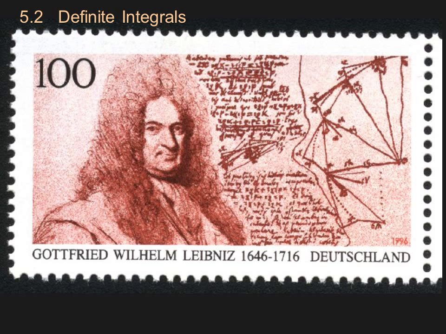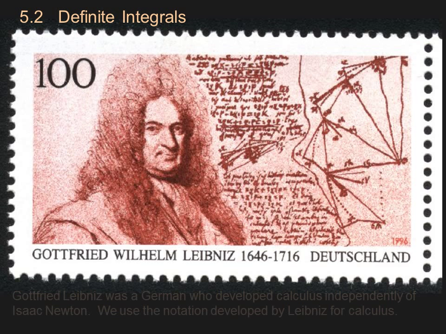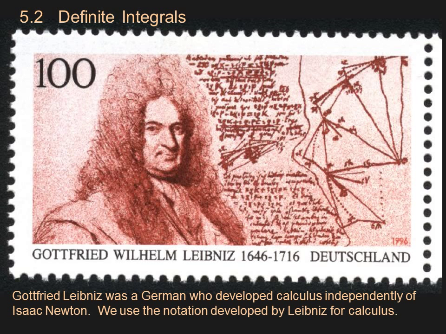This German postage stamp honors Gottfried Wilhelm Leibniz, who lived from 1646 to 1716. Gottfried Leibniz was a German who developed calculus independently of Isaac Newton. We use the notation developed by Leibniz for calculus.